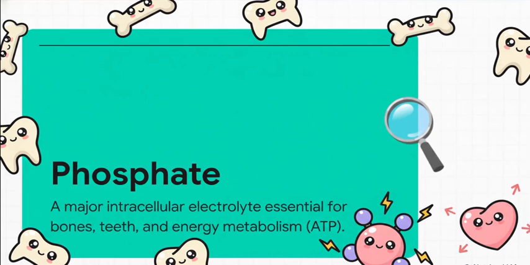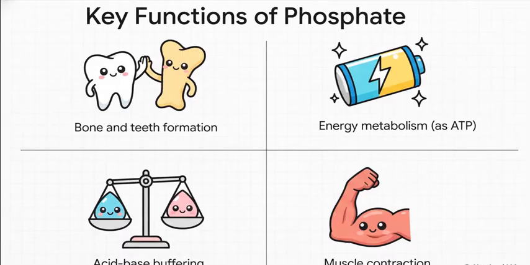So what exactly is phosphate? Well, it's a major intracellular electrolyte. That just means most of it hangs out inside our cells. Think of it as a powerhouse. It's essential for building our bones and teeth, and this is a big one, for creating energy. Now here's a key piece of the puzzle. Its levels are regulated by the parathyroid gland. And guess what else that gland regulates? Calcium. This is a huge hint that these two electrolytes are connected. Keep that in mind.